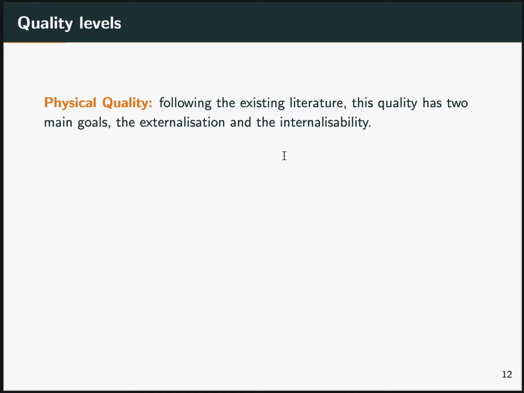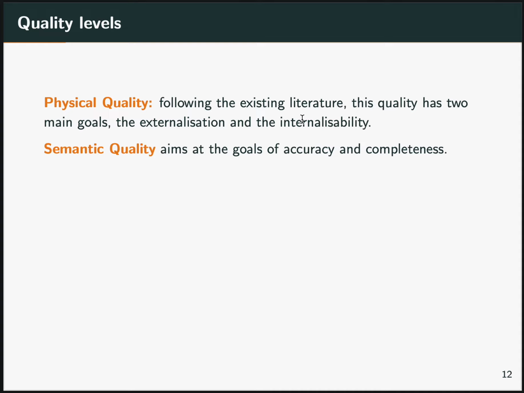So, for instance, the physical quality just means, since we are speaking about semiotics and about model externalization, the physical quality corresponds to the fact that there is somewhere a model which can be externalized, so can be written down, and can be internalized, so you can read it. So the physical quality just focuses on the way in which you are writing down the model, basically, to make sure that it is available and it is readable.